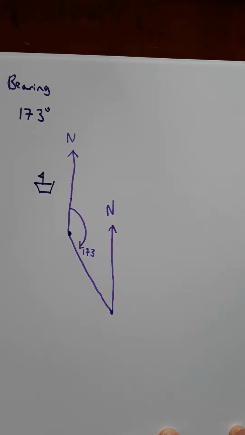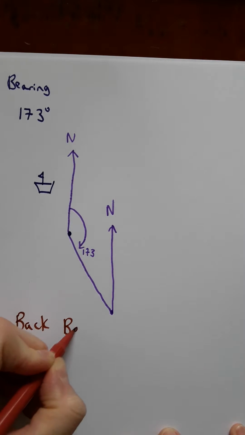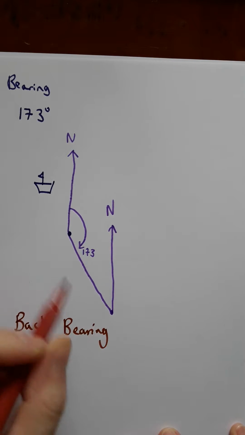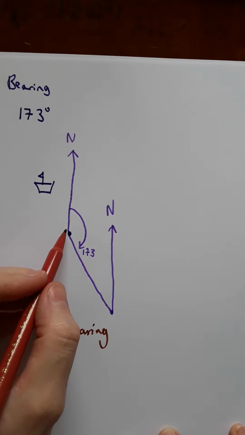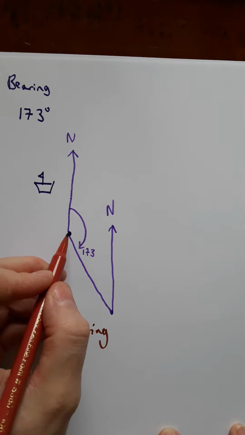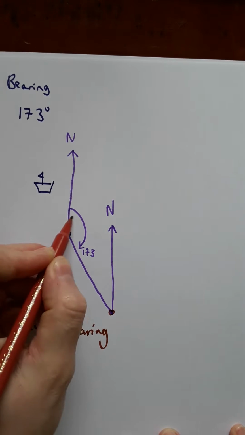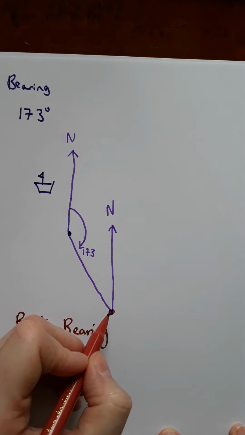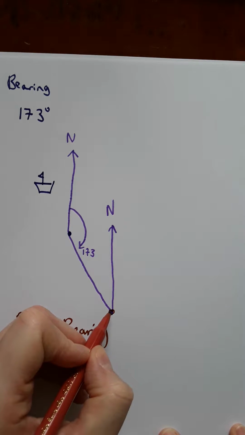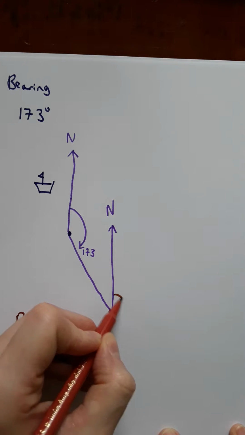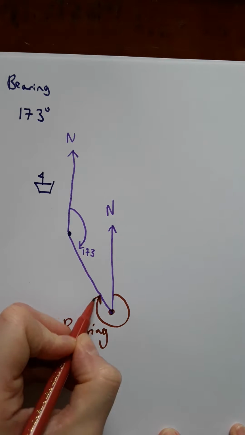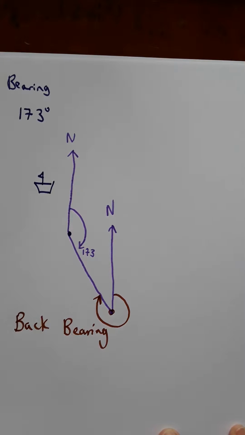Now, what the examiner might do is ask you to find the back bearing. Now, a back bearing is what you need to travel from where you started from to your new point would be your bearing. So this is our bearing. Our back bearing would be how far you'd have to travel from your new place that you reached back to where you started from. So it's basically your reverse bearing.